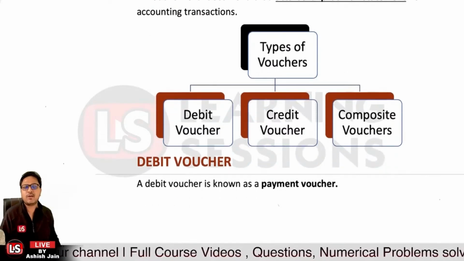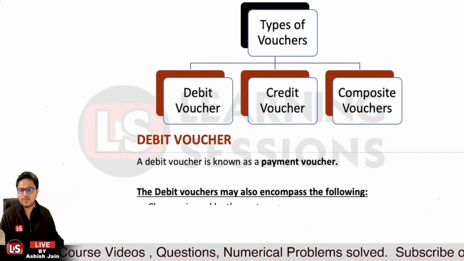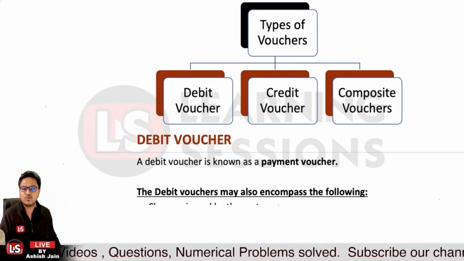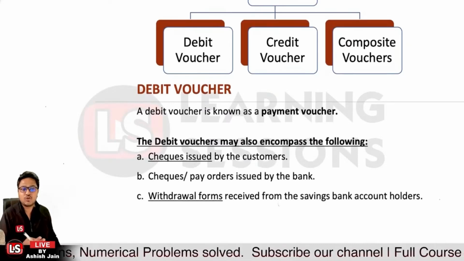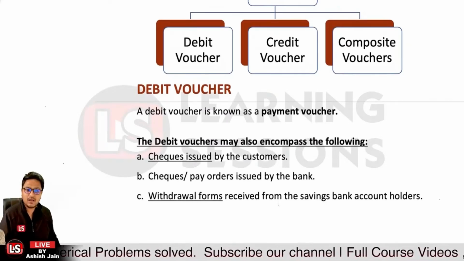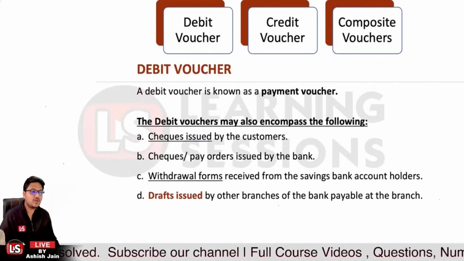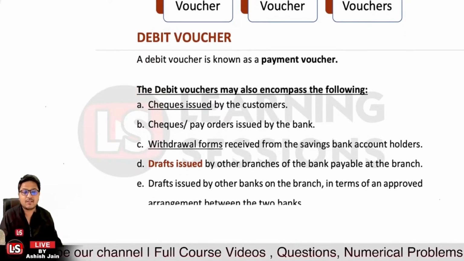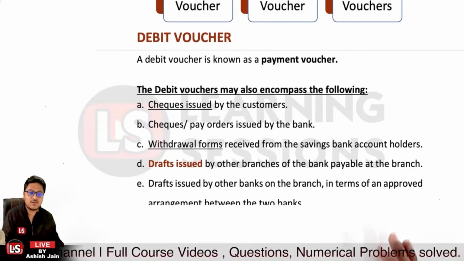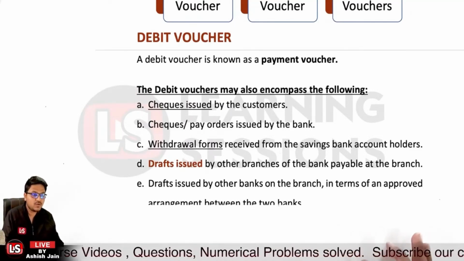Okay, so first of all, it's the debit voucher. Debit voucher is related to what? It's related to the payment voucher. Now if you want to get a payment from your account, then you can use the debit voucher. Or it is used where a check is issued to the customers, check is paid, or pay orders are issued by the bank. If there is a withdrawal form, and if a draft is issued by other branches of the bank payable at the branch, in that case also the debit voucher will be used.